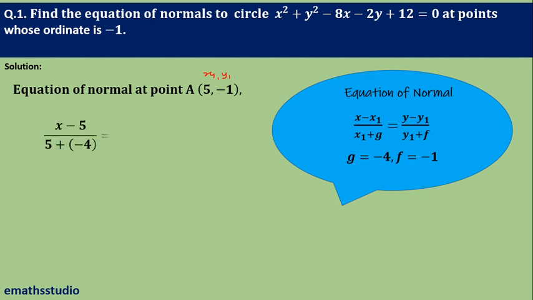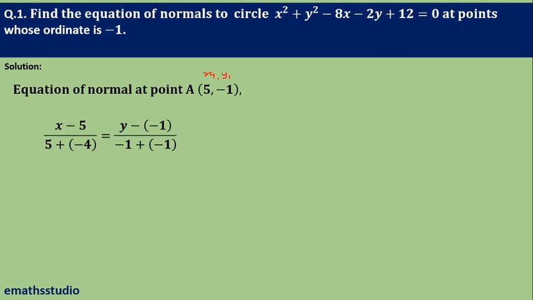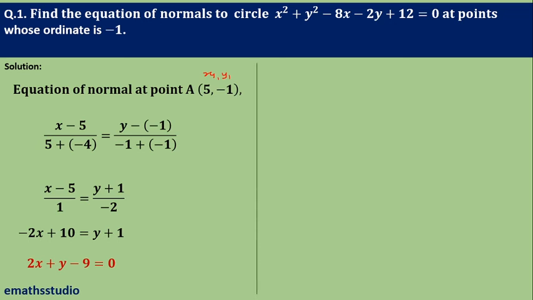Now substituting all these values in the equation, I got (x - 5)/(5 + (-4)) = (y - (-1))/(-1 + (-1)). Further, it can be written as (x - 5)/1 = (y + 1)/(-2). After cross multiplication, it becomes -2x + 10 = y + 1. So the equation of the normal here is 2x + y - 9 = 0. This is the first equation of the normal, at point (5, -1).